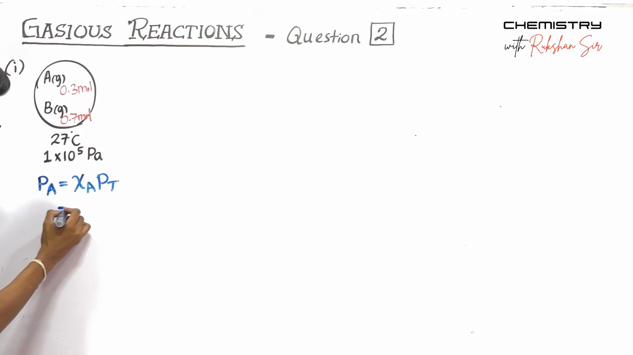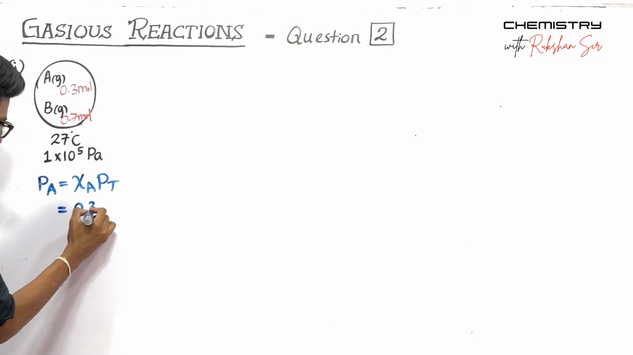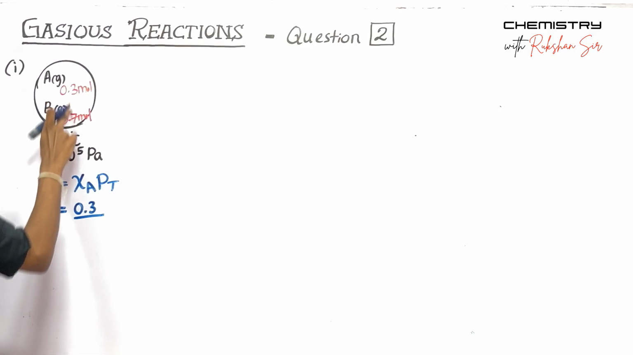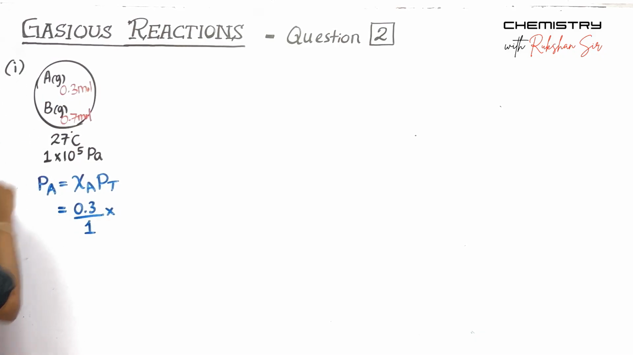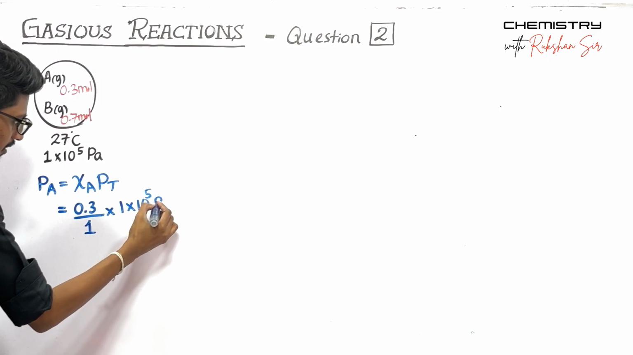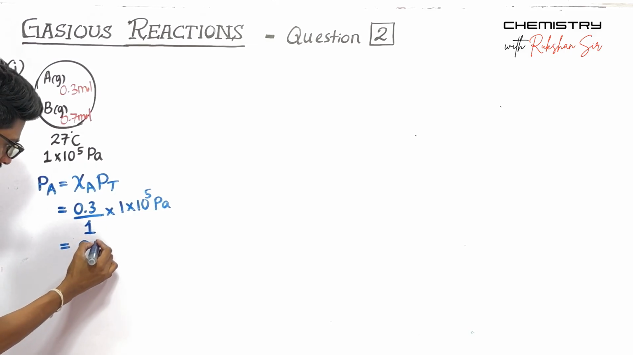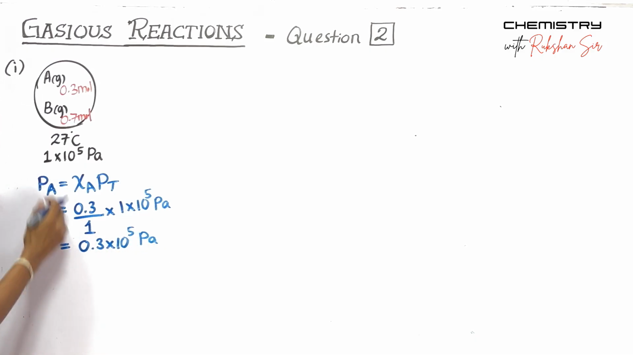The mole fraction of A is the number of moles of A, that is 0.3, divided by the total number of moles. The total number of moles is the addition of these two, that is 1 mole, into P total. P total is 1 into 10 power 5 pascals. So the partial pressure is 0.3 into 10 power 5 pascals for the gaseous component A.